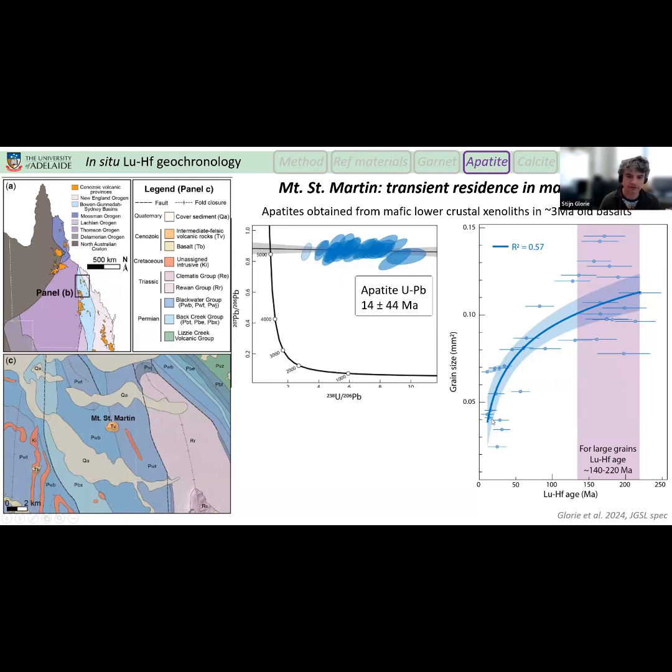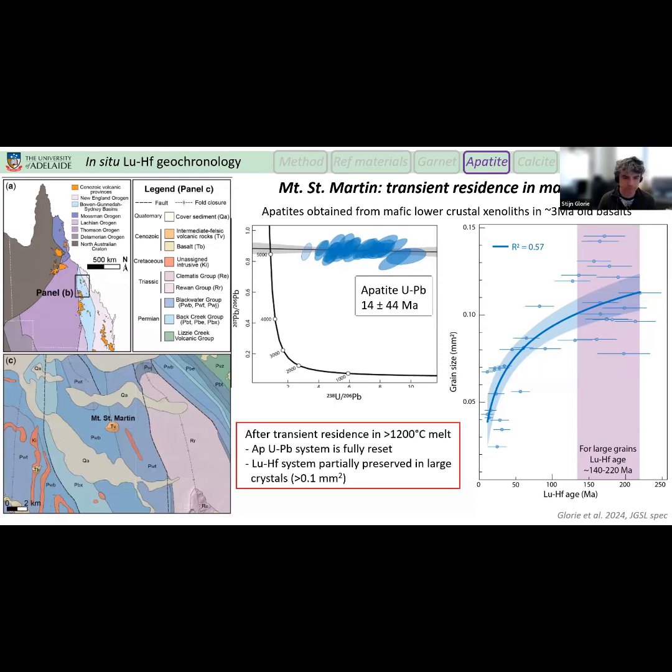So the small grains have been re-equilibrated to the mafic melt, while the older grains are telling us something about their residence in the lower crust before they got erupted. So you might actually get information about what the lower crust is composed of, using the apatites as a bit of a probe, if you like, for that.